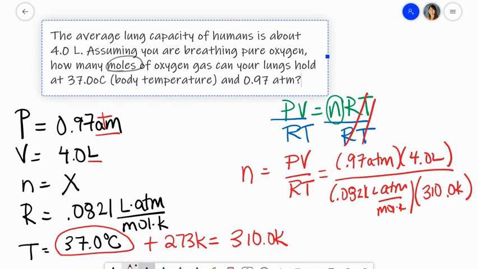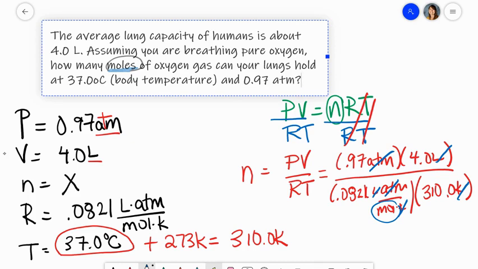Okay. If I've done everything correctly, my units should cancel except for the unit that I want. Remember, our goal is to get to moles. Atmospheres cancel. My liters cancel. My Kelvin cancels. The only thing I have left is moles. And moles is technically 1 over 1 over mole. So it's like the mole does a forward flip, and we end up with moles in the numerator.